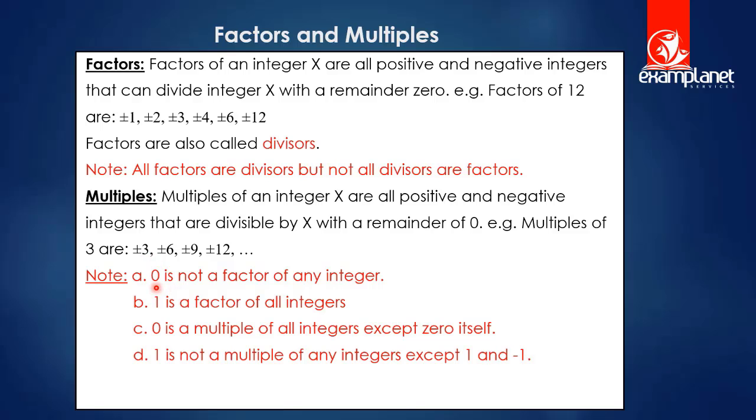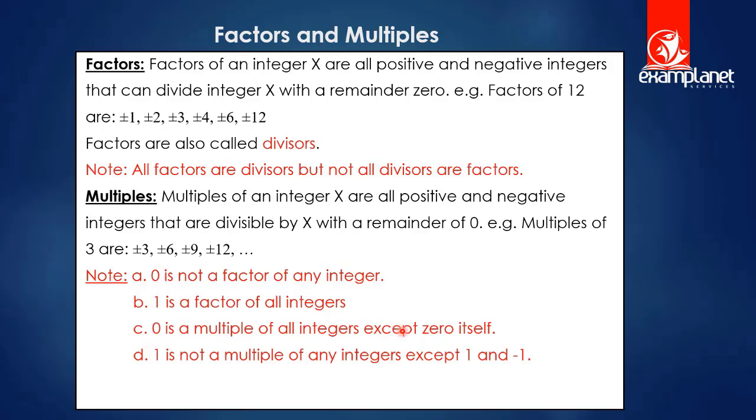Now note that 0 is not a factor of any integer. That is, 0 cannot go in any number. If you divide a number by 0, you get an error. Calculator will tell you mathematical error. So it is undefined. So 0 cannot be a factor, while 1 is a factor of all integers. So 1 can go in all integers with remainder 0.